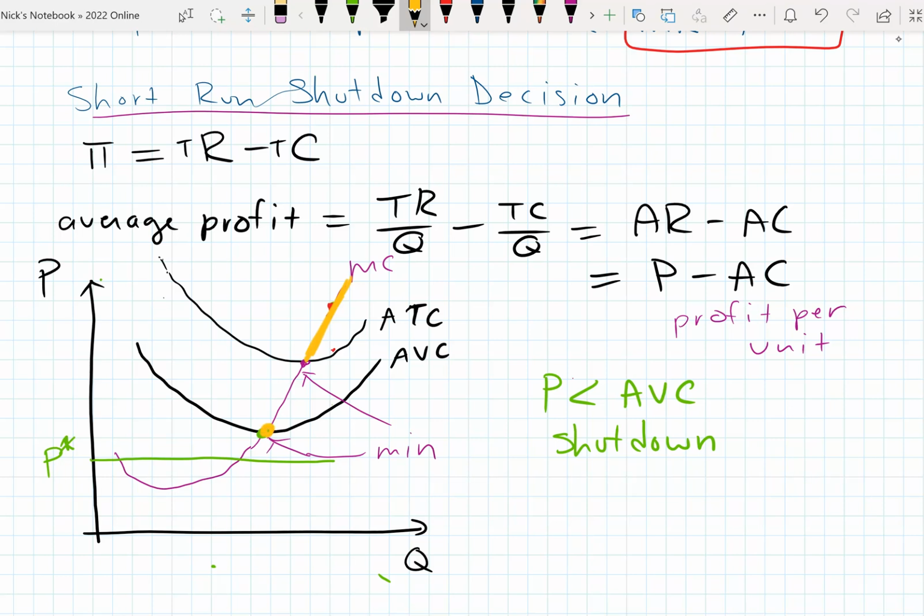And so the question is why? Why do we need to shut down if we go below average variable cost? We'll look at the in-between part in a second. Let's use the example of a restaurant just to make this simple. Let's suppose our restaurant has two kinds of costs. We have our fixed cost, which is the rent.